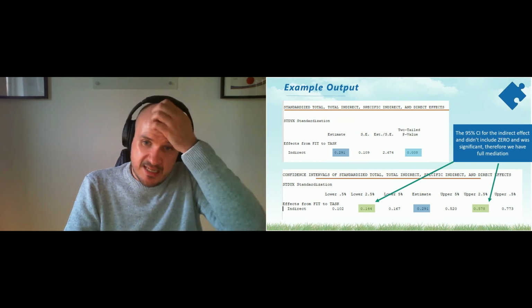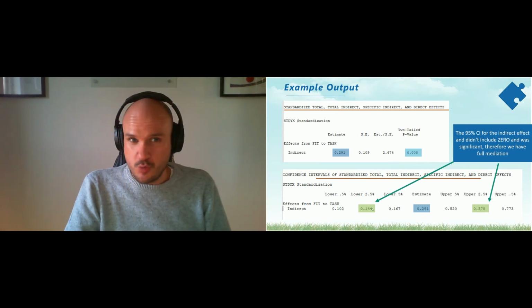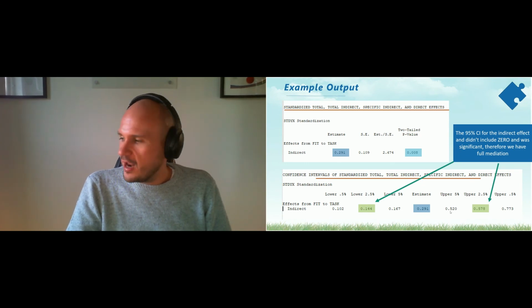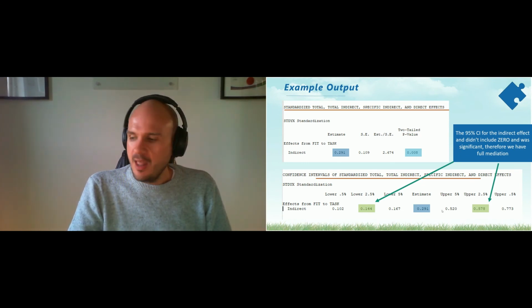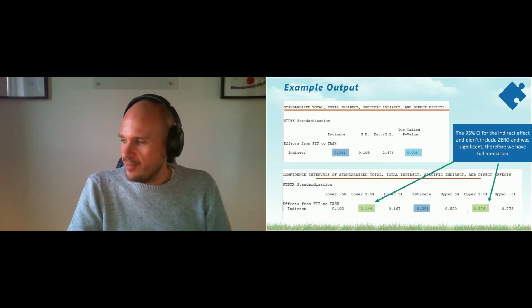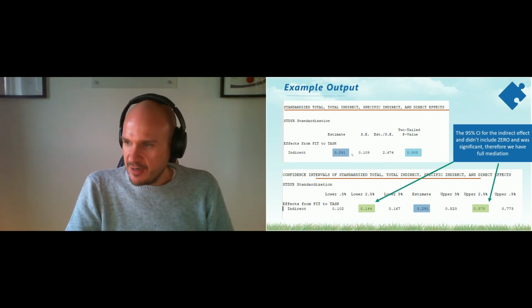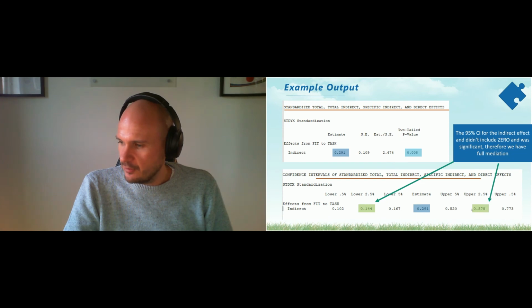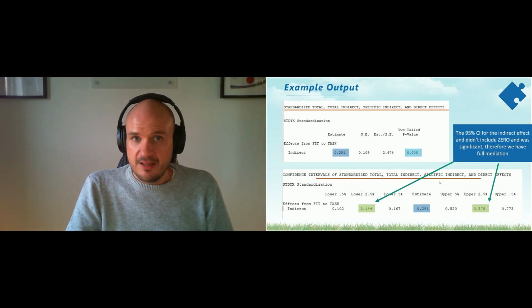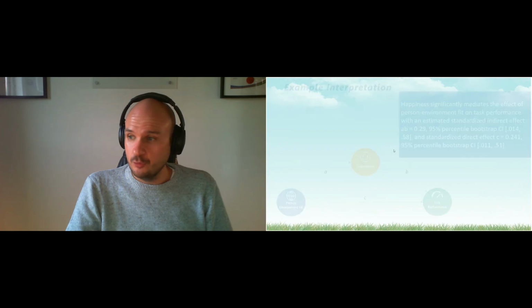What you can see is that the range starts at 0.144 and goes to 0.578. That does not include 0. So this is not like minus 0.144 and plus 0.578. It doesn't include 0, and therefore we have a very strong indicator that we have full mediation. So we have an indirect effect that is significant, and we have the confidence interval range at the 95% confidence interval, and it does not include 0. Therefore, we have an indication of full mediation.